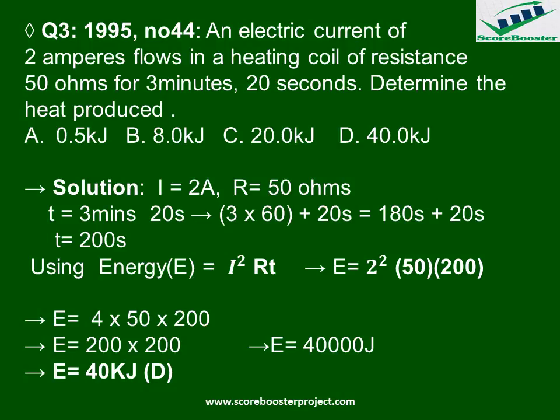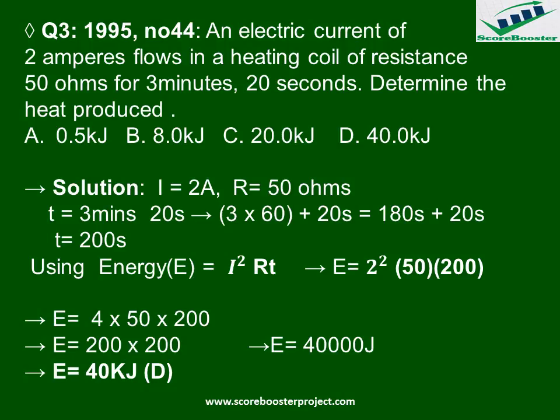Now on to solution. From the question, the first step is to write out the given parameters, and we are given current I to be 2 ampere, then resistance R to be 50 ohms. Then we are given time T to be 3 minutes 20 seconds. Of course, we need to convert that to seconds, being the standard unit for time. So 3 minutes will be 3 times 60 seconds, then plus the 20 seconds we are having. So 3 times 60 will be 180 seconds plus 20 seconds. That will give us 200 seconds.